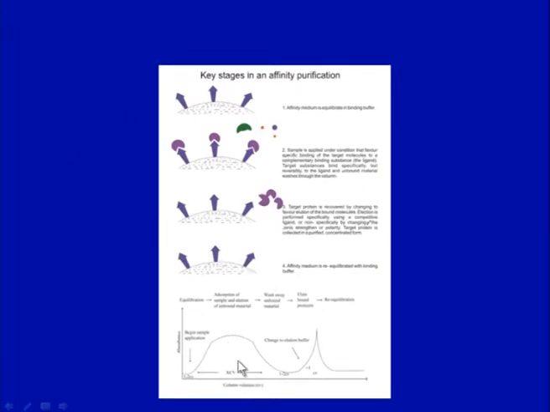Now, you can see in this graph, the non-bound or non-specific compounds come out first, and then your peak could be eluted as a very sharp peak in a concentrated form.